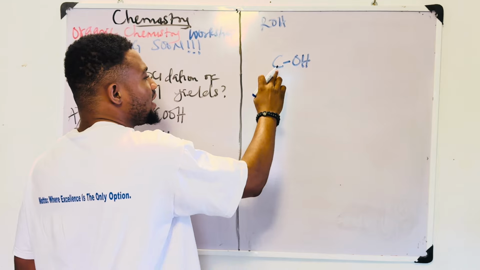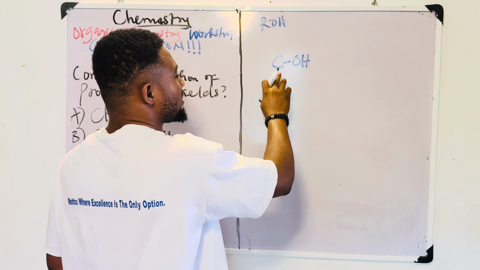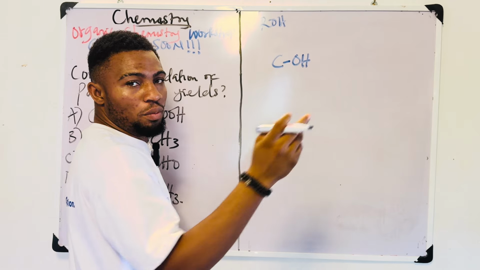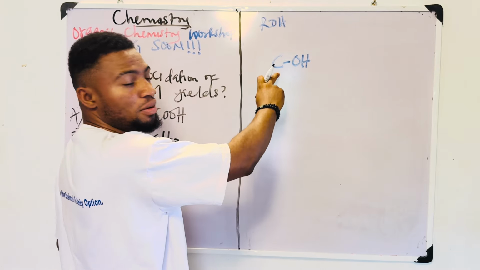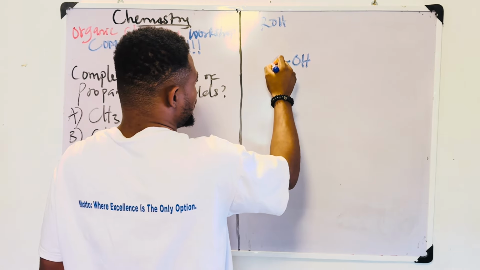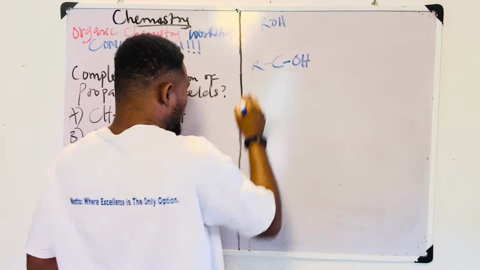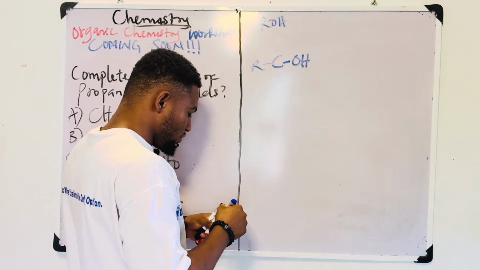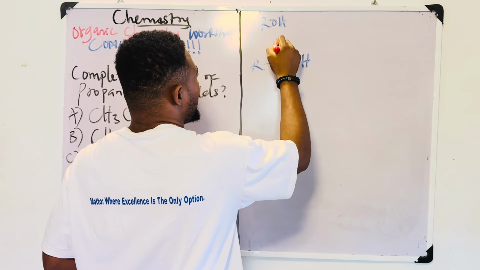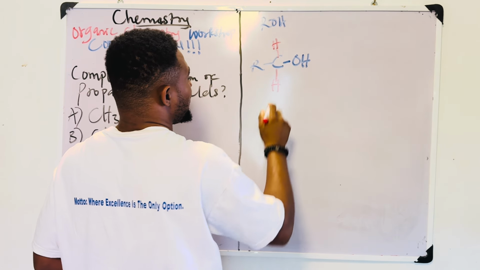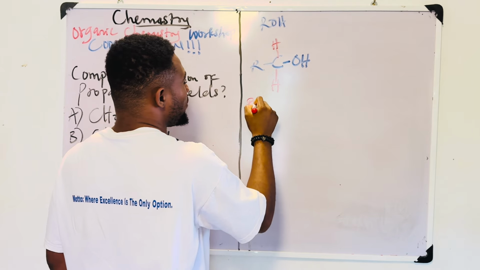This is the central carbon, the alpha carbon, because the OH is attached to it. So this is the main carbon here. You understand? This is the alkyl group, and we have H here and H here. So this is a primary alkanol.